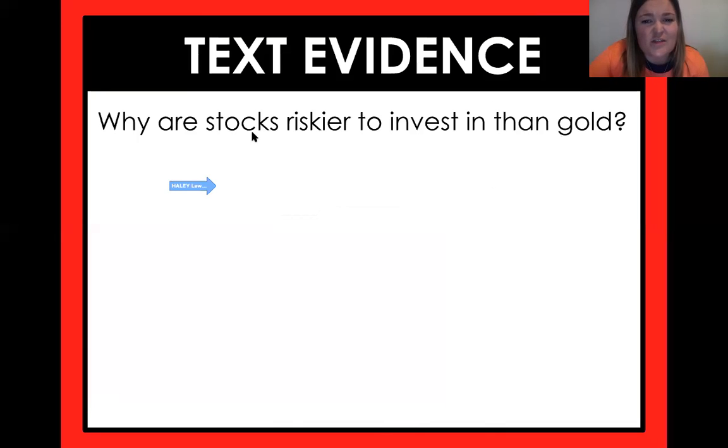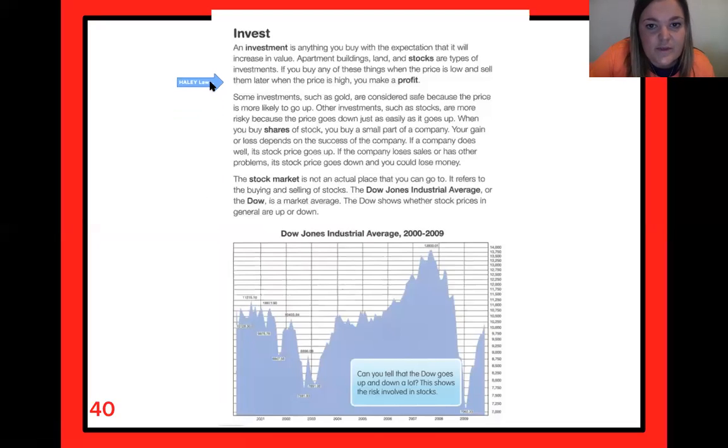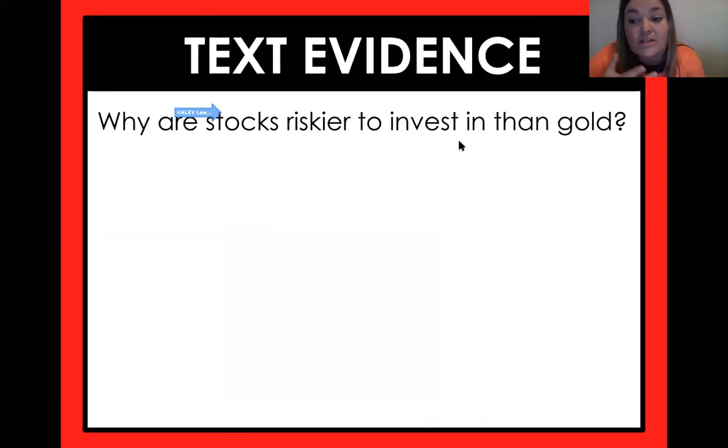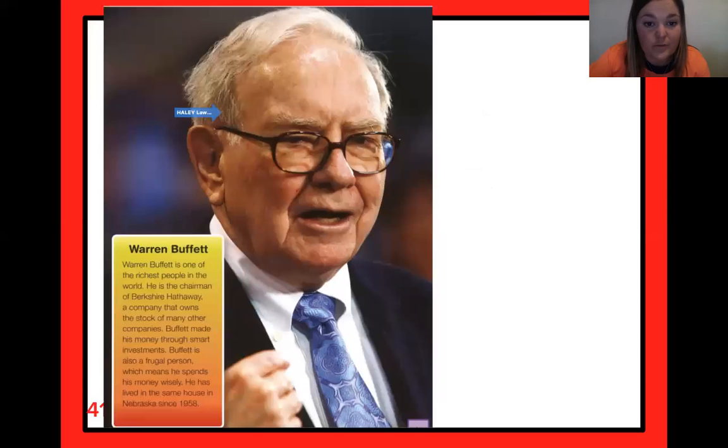So why are stocks riskier to invest in than gold? Let's look back. It said something about gold up here. Take a minute and read that to yourself, fourth graders. Great job. Yeah, it says gold is considered safe because the price is more likely to go up. But the stock market is more risky because the price goes down just as easily as it goes up. So that is why gold is more likely to go up in cost, but the stocks are just unpredictable. They can go up, they can go down, we don't know.